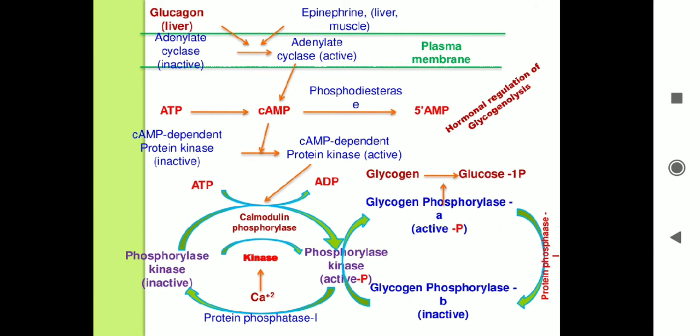Here you can see there is glycogen phosphorylase in active form. You get it inactive by the action of the enzyme protein phosphatase, and similarly these two are very similar. So this pathway can be regulated by hormones. So you can say hormonal regulation of the glycogenolysis pathway.